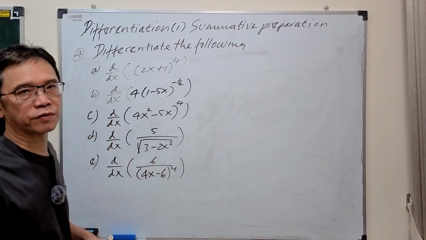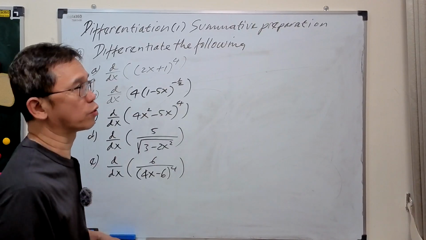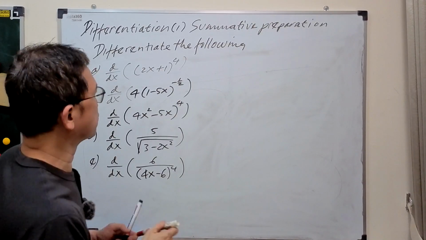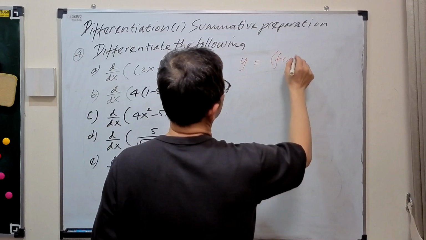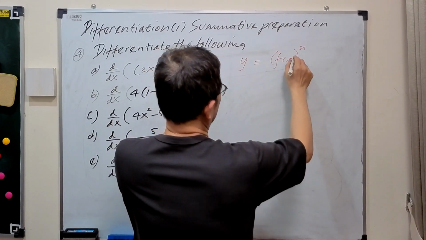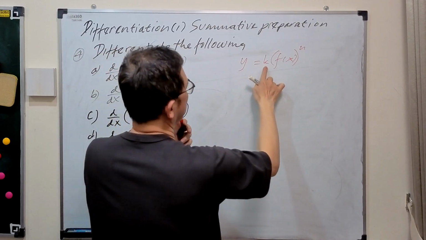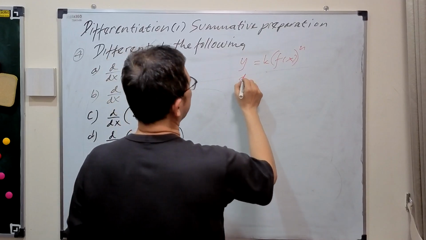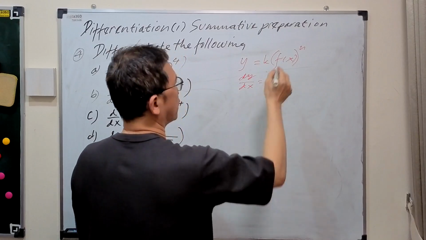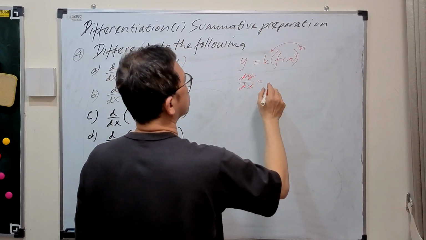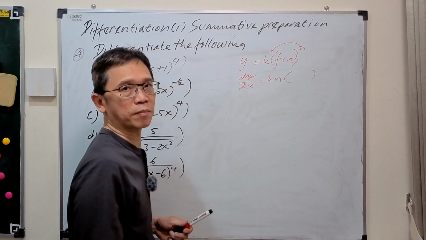To find the derivative of all of these problems, you have to use the chain rule method. The chain rule is basically, if you have an expression of any function to the power of n, and at the front you have a whole number or any real number k, then the derivative dy over dx, you multiply the power to the front. So this will be kn, and then the function remains the same.